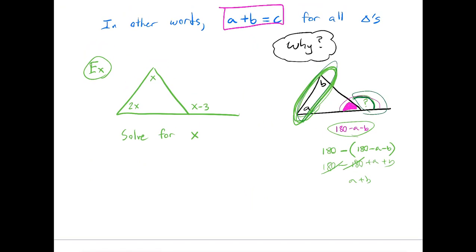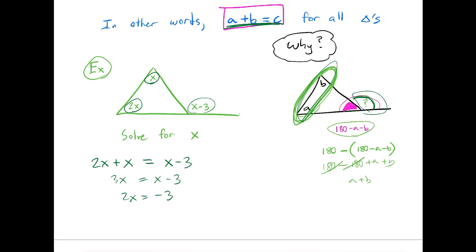All right, so let's use it here. Here's an example, and it says, oh, we've got a bunch of variables. Well, we just directly apply it. So 2 interior angles add up. This is A plus B equals C to be equal to the exterior angle. So here we have 2x plus x must be equal to x minus 3. And so this is 3x equals x minus 3. We subtract x, we get 2x equals negative 3.